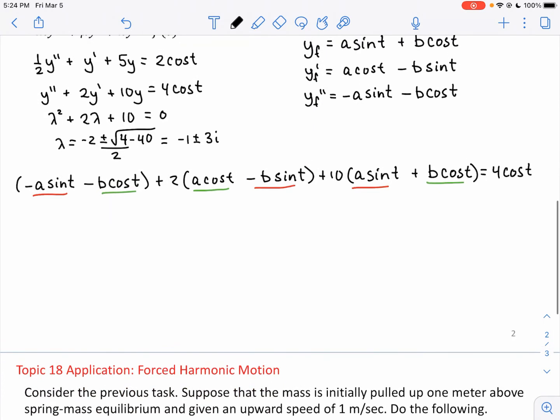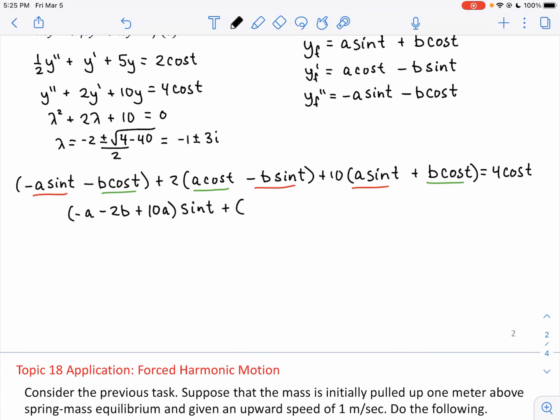So let's start with the reds, all the coefficients of sine. We have negative a as the first coefficient. Don't forget to do your distributing. So this 2 and negative b have to multiply, so we have minus 2b. And over here we would have plus 10a. And all of that is times sine of t.